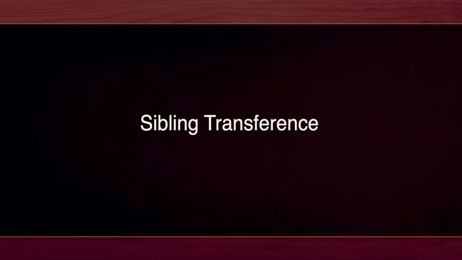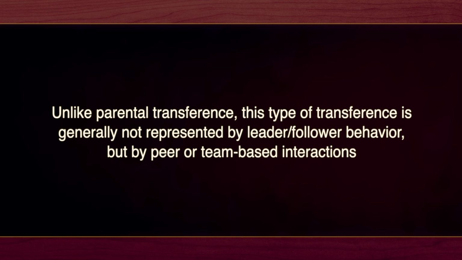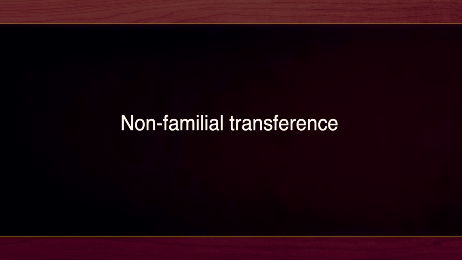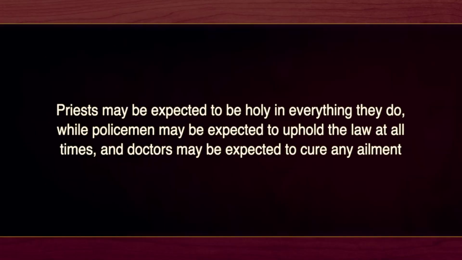Next is sibling transference. It can occur when parental relationships are lacking or when they break down. Unlike parental transference, this type of transference is generally not represented by leader or follower behavior, but by peer or team-based interactions. Last one is non-familial transference. It can be seen when individuals treat others according to an idealized version of what they are expected to be rather than who they actually are. Stereotypes can form in this manner. For example, priests may be expected to be holy in everything they do, while policemen may be expected to uphold the law at all times, and doctors may be expected to cure any ailment.